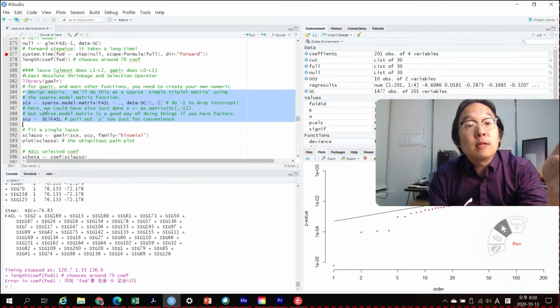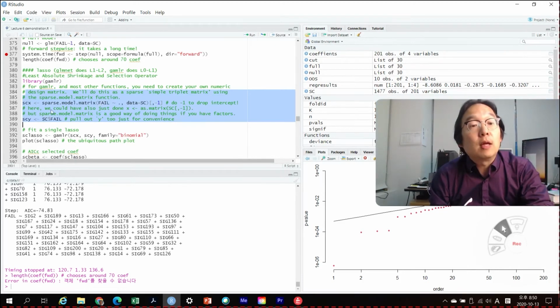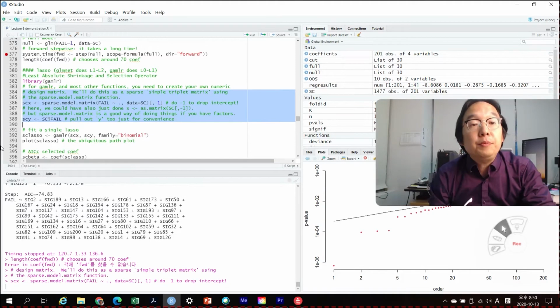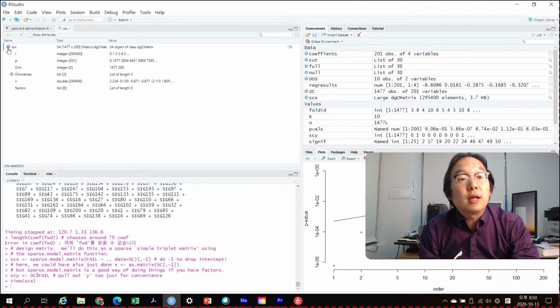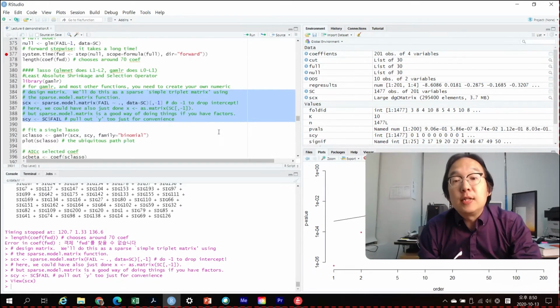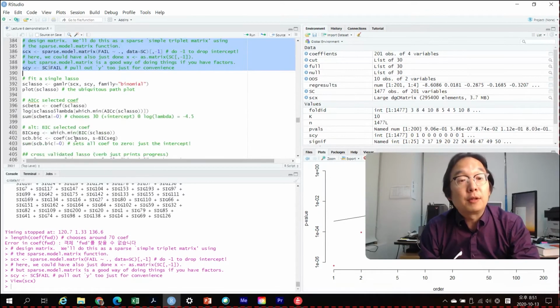So that's going to be the sparse matrix. We create that by using this, and data SC, and then SCX is created. SCY is also created. Here, SCX, if you look at it, is not like a regular matrix, but something else, right? And then SCY is a vector like that, 0 or 1. That's your response variable of semiconductor failure.